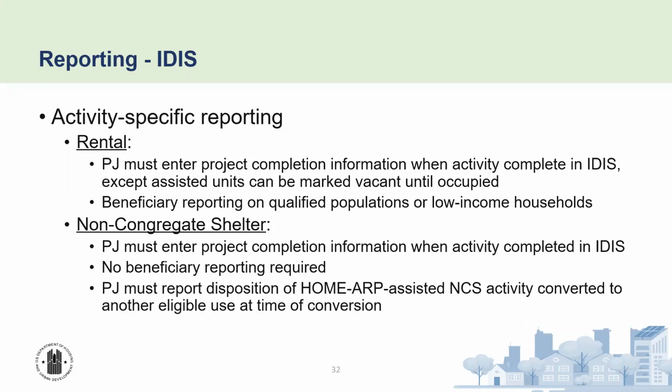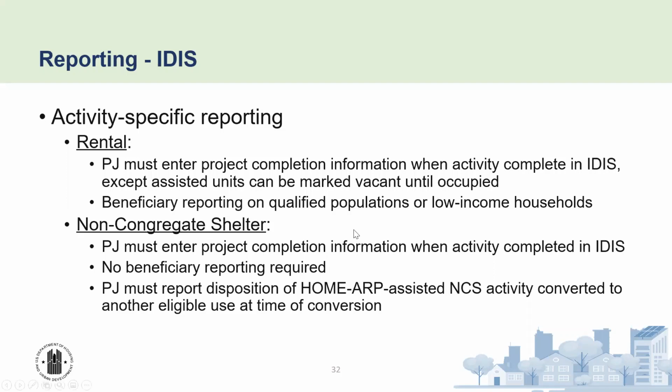So moving on to non-congregate shelter. For HOME-ARP non-congregate shelter reporting in IDIS, the PJ must enter project completion information when it completes the activity in IDIS. The PJ must provide information about the location of the shelter units and the number of units. However, the PJ is not required to report about the beneficiaries or occupants of the shelter units. This is because HOME-ARP funds cannot be used for shelter operations. The eligible activity is the acquisition or development of non-congregate shelter.